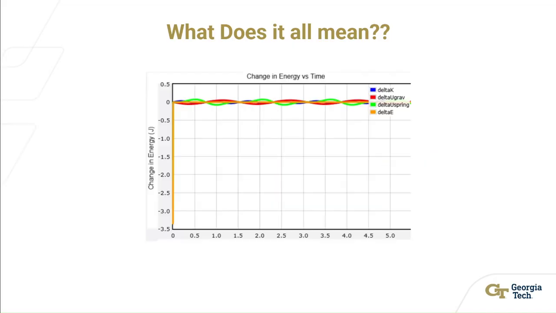Now, based on this graph, we can determine that the energy principle is satisfied. This is based on the fact that the change in energy curve, the orange curve, remains 0 during the simulation. This indicates that total energy is conserved.